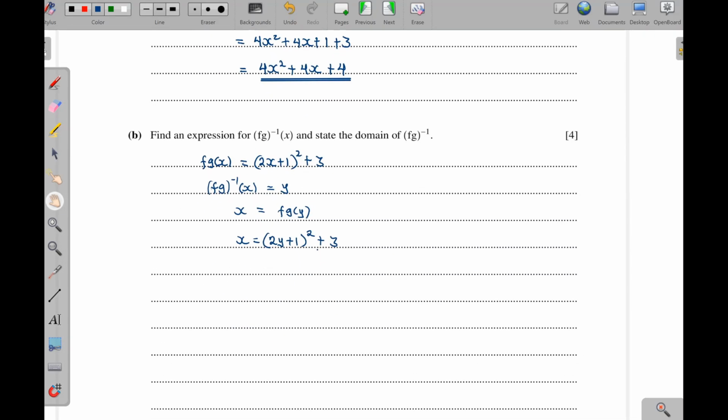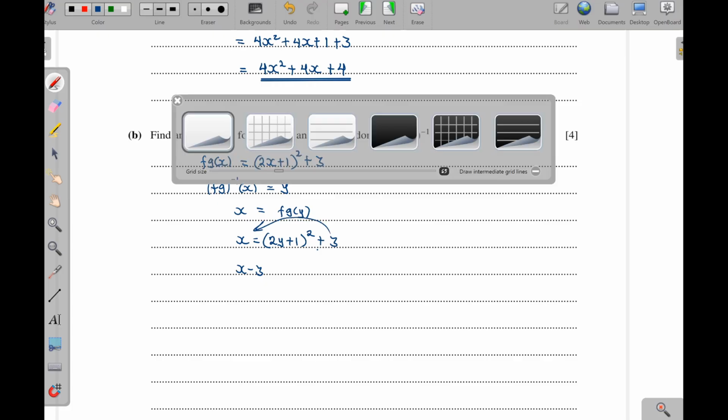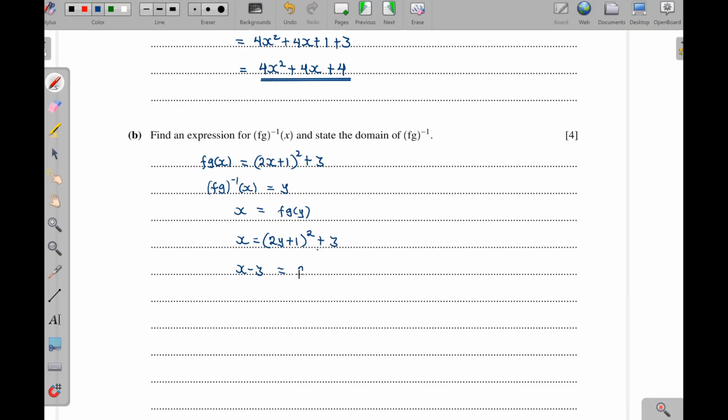Then from here, we are supposed to make y the subject of the formula. So you bring the 3 this side, it becomes a negative, and then after that, we shall have (2y + 1) squared. Now you take the square root on both sides. We shall have the square root of x minus 3, but here we shall have plus or minus, because whenever you take the square root, that is what you must do. Then bring the 1 this side, it becomes a minus, so negative 1 plus or minus the root of x minus 3 is equal to 2y. That means y will be equal to negative 1, then plus or minus the square root of x minus 3, all over 2.